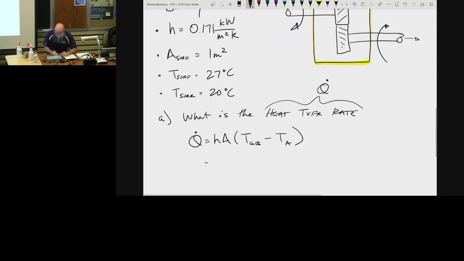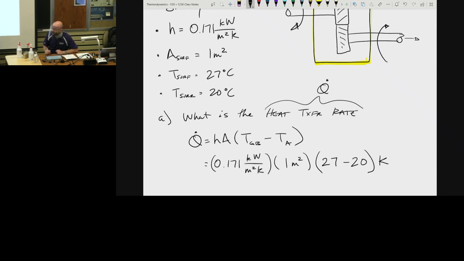Okay, now I just plug in. What is my heat transfer coefficient? 0.171 kilowatts per meter squared Kelvin. My area, 1 meter squared. My temperature of my gearbox is 27. My temperature of my air is 20. And I'm going to go ahead and say that difference is in Kelvin. Even though the temperatures are in Celsius, the delta T, 7 degrees, is going to be the same in Celsius and in Kelvin. So I'm going to put it in Kelvin here because that helps me with my units. But understand that delta T in Celsius is the same as delta T in Kelvin. I keep saying this over and over again, just trying to make sure we understand that.